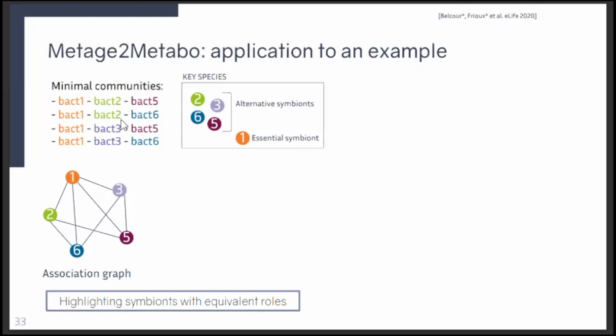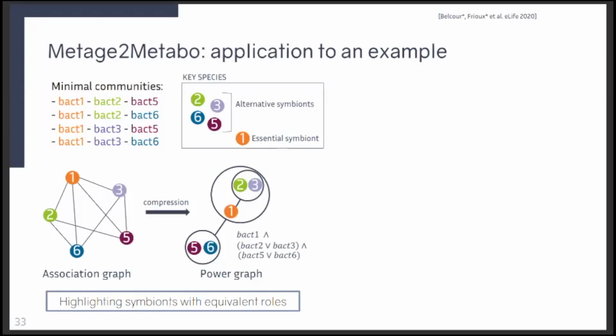So we like to build graphs, which we did. So we have an association graph connecting the symbionts if they occur together in a minimal community. And here it's nice and pretty, but in reality, the metabolism is so redundant and there is such a high combinatorics of solutions when you enumerate all possible minimal solutions that it's really dense and impossible to see.